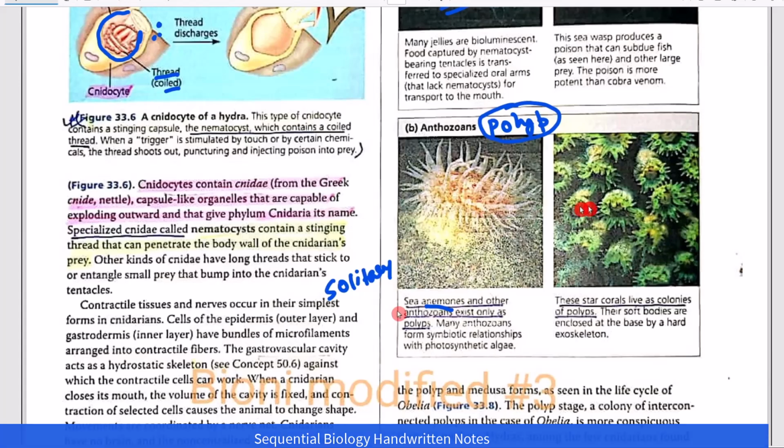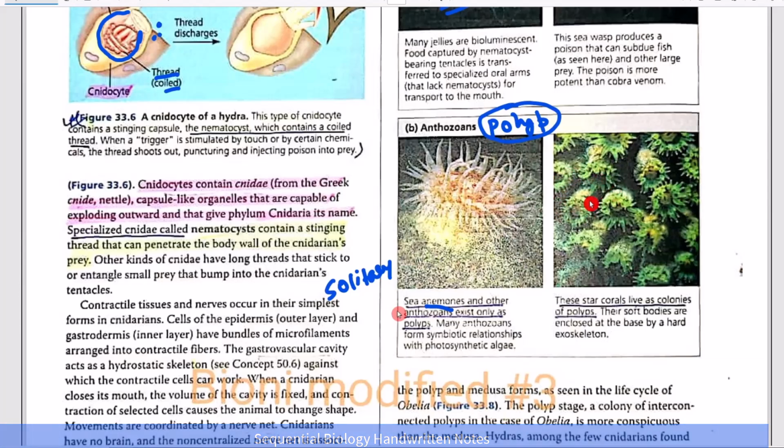So you can see the diagram of class Anthozoa. Class Anthozoa is very important because this class produces coral reefs. Anthozoa may be solitary or colonial, and here you can see a solitary Anthozoan representative which is known as the sea anemone. This is solitary. Also, the polyps of Anthozoa form a colony, and they form coral reefs, and this star coral lives as a colony of polyps. So class Anthozoa only contains polyps. No medusoid stage or sexual stage can be found in class Anthozoa. This is a characteristic feature of this class.